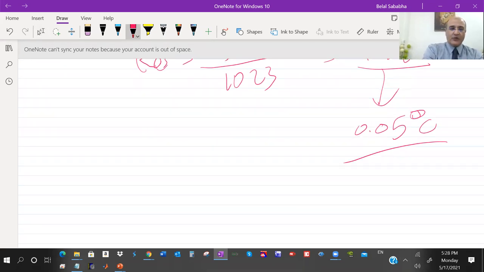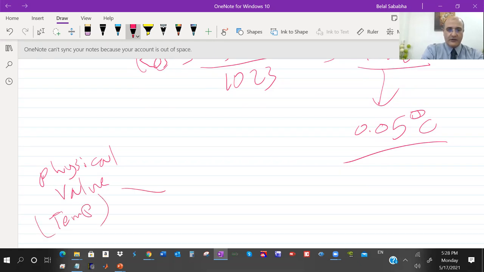So we said we have a physical value, temperature, for example. We have a transducer.